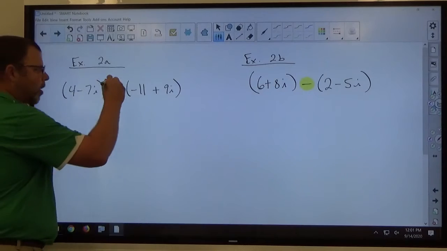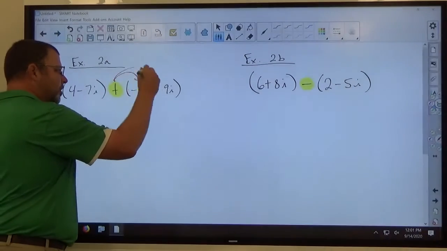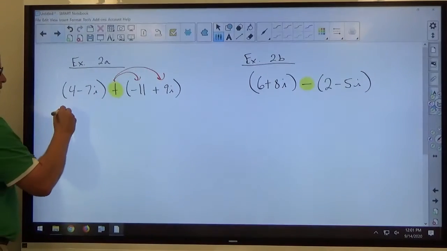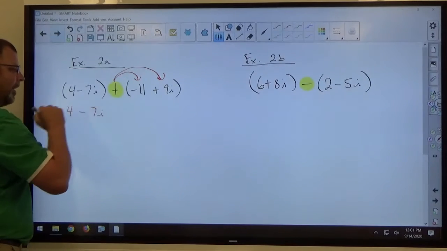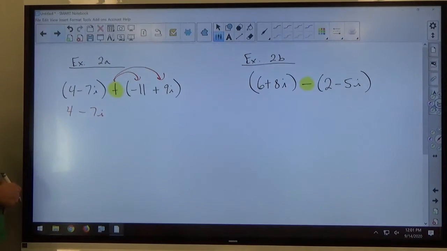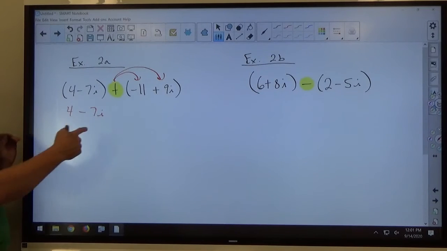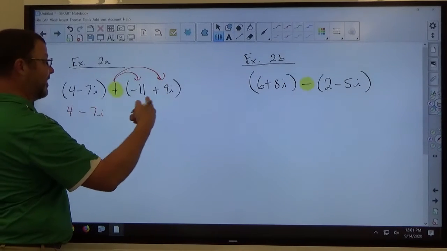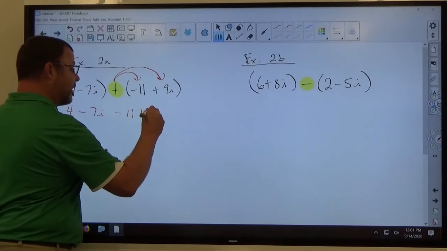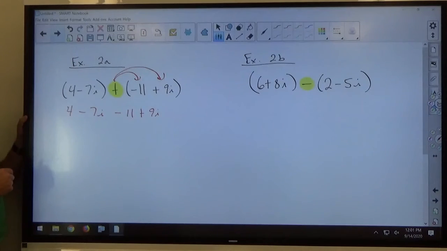If I go distribute this here, what happens to the signs? They stay what they are, right? So 4 minus 7i without parentheses is the same as 4 minus 7i with parentheses, right? And plus negative 11 plus 9i is the same as minus 11 plus 9i, right, without parentheses. So my first task is to write these complex numbers without any parentheses on them.